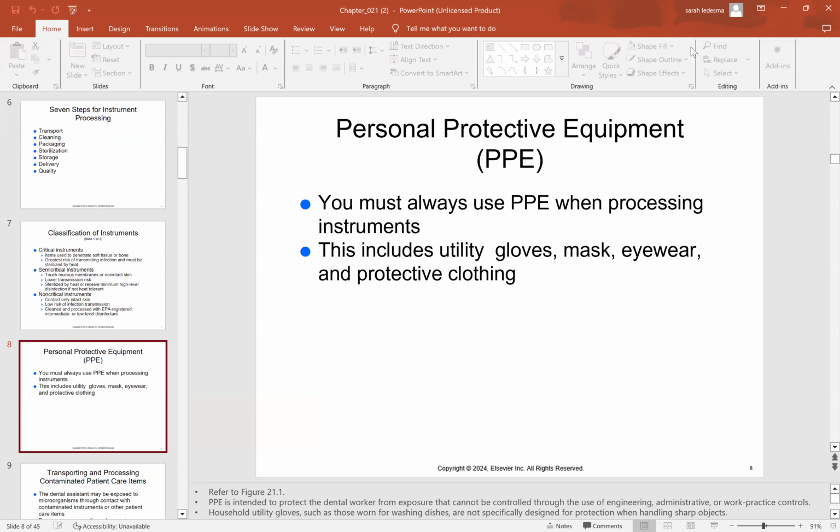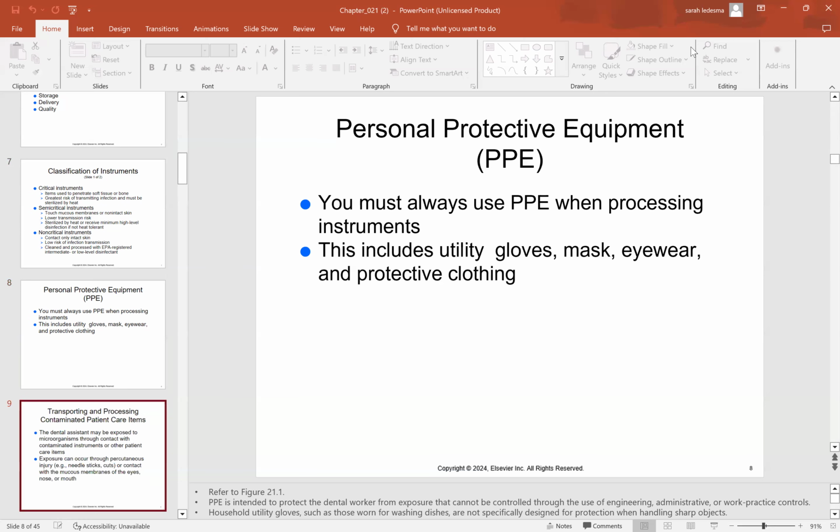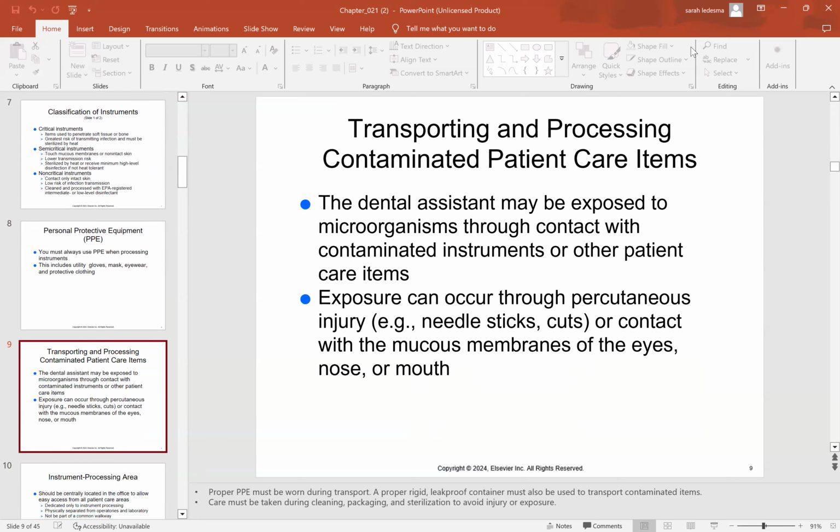Next, we'll talk about PPE, personal protective equipment. You must always wear PPE when processing instruments. This is going to include your utility gloves, your mask, eyewear, and protective clothing. Transporting and processing contaminated patient care items. The dental assistant may be exposed to microorganisms through contact with contaminated instruments or other patient care items. Exposure can occur through percutaneous injury, including needle sticks or cuts, or contact with mucous membranes of the eyes, nose, or mouth.